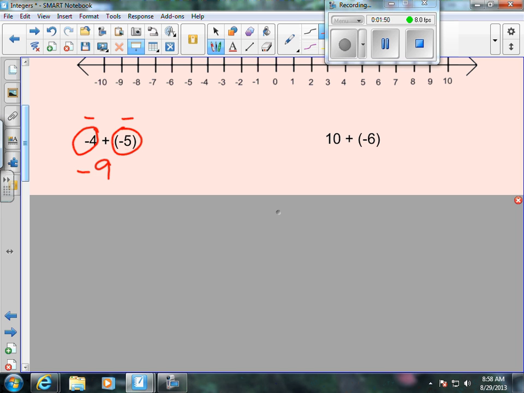Next example, 10 plus -6. The 10 is a positive. The 6 is a negative. Now we see different signs. So the difference of 10 and 6 is 4. And then we have more positive this time than we have negative, so our answer will stay positive.